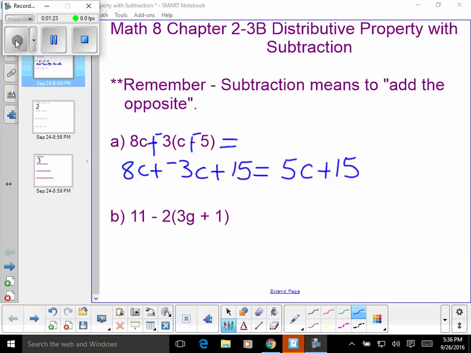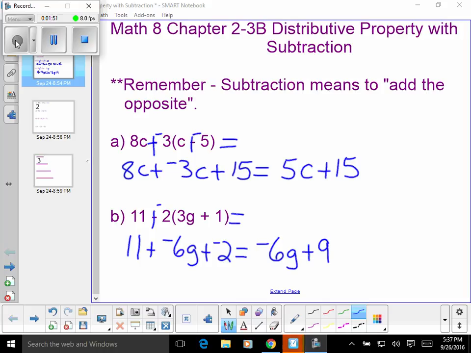B is very similar to A. I suggest you go ahead and hit pause and try to solve it. All right, I'm going to change this to add the opposite. So I'm going to have 11 plus negative 6g plus negative 2. Putting my variable and coefficient first, I will have negative 6g, and 11 plus negative 2 will be plus 9. Did you get it right?